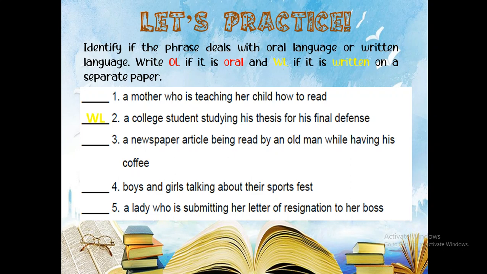Now, write OL if it is oral and WL if it is written. Number 1, a mother who is teaching her child how to read. That would be oral language. Number 2, a college student studying his thesis for his final defense. That would be written language. Number 3, a newspaper article being read by an old man while having his coffee. That would be written language. Number 4, boys and girls talking about their sports fest. That would be oral language. Number 5, a lady who is submitting her letter of resignation to her boss. That would be written language.